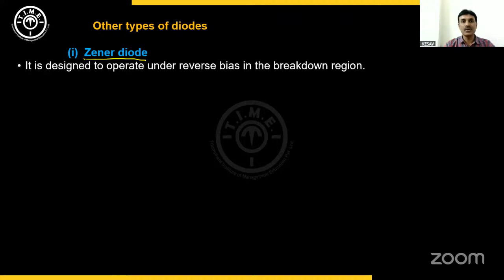Now coming to other types of diodes, we have different varieties of diodes. One such is the Zener diode. This Zener diode is operated in reverse bias mode. It is designed to operate under reverse bias in the breakdown region. The Zener diode is operated in reverse bias mode and it acts as a voltage regulator.